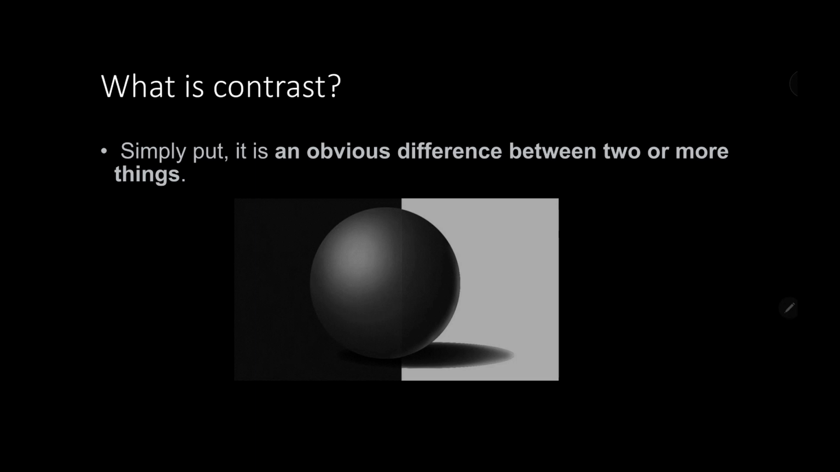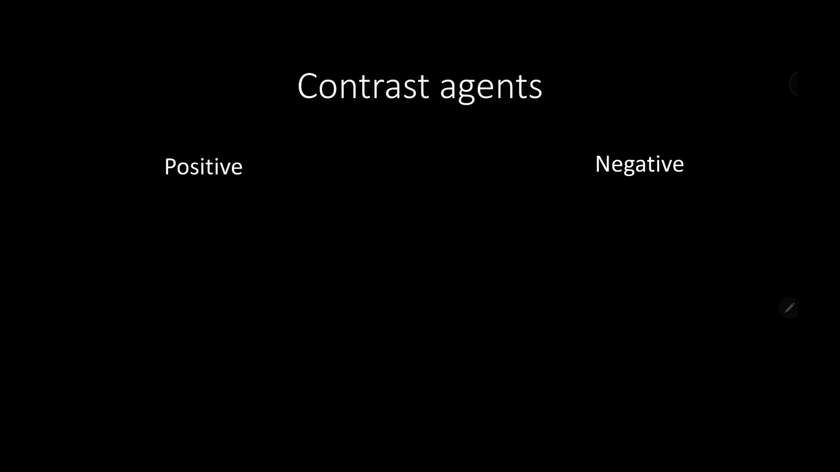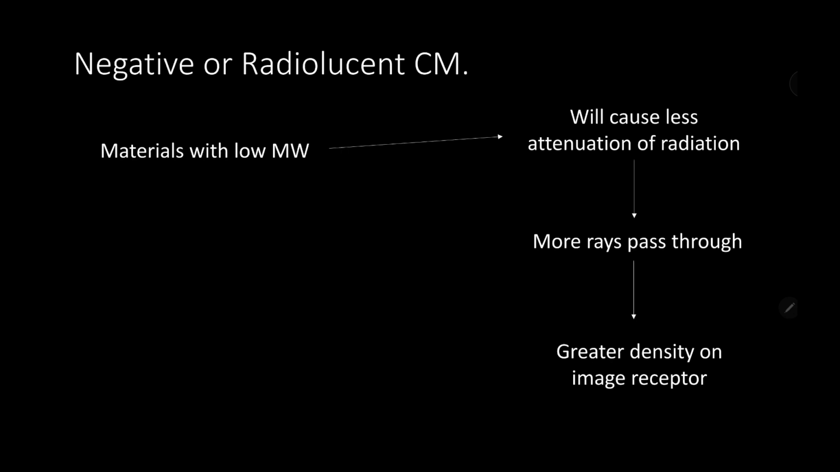So simply based on this, we can divide contrast media into two, that is positive or negative. If the contrast agent increases the net density of the target, that is, it makes the target much more radiopaque, then it is a radiopaque or positive contrast agent. If the contrast agent makes the target much more negative, that is much more black, it is also called a radiolucent or negative contrast agent. Let's talk about negative contrast agents first and the mechanism.